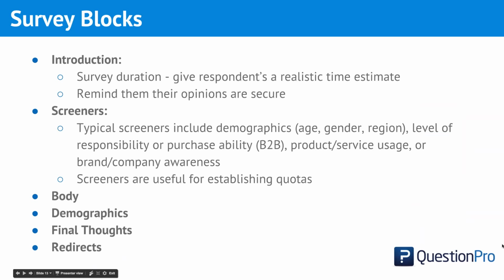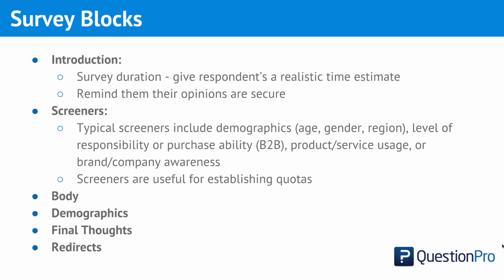So let's take a look now at these blocks individually. First, we always should have an introduction to the survey, and what this does is it sets the respondent's expectations. Now, this may also be covered in your survey invitation, and you may simply use the introduction to reiterate a few points. Some of the things we need to make sure that we do our best at doing is to give a realistic time estimate for the survey duration. What this does is it gives the respondent, again, that realistic expectation. It also reminds them that their opinions are secure. You may choose to remind them to answer truthfully. There's a few other things we can do in the introduction, but it sort of sets the table, if you will.